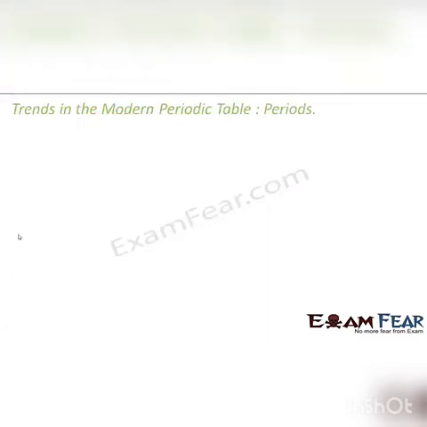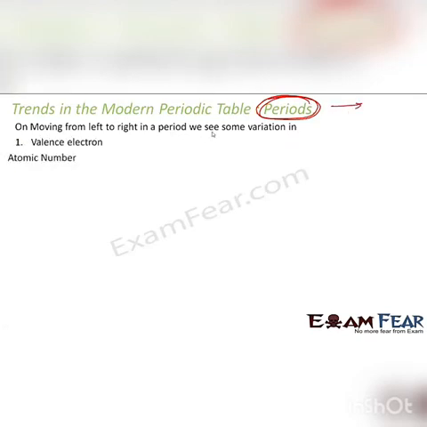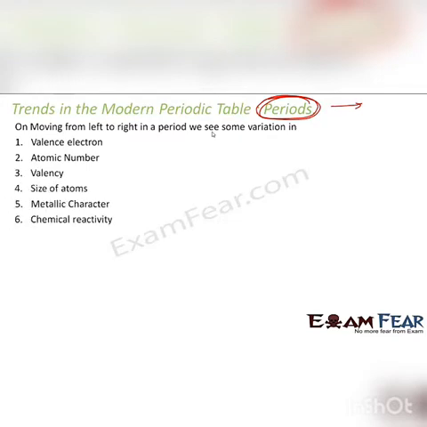Now let's study some trends in the modern periodic table. If you move from left to right, I'm talking about the trends for the periods now, not for the groups. I'll take the groups later. So I'm trying to find the trends in the period, so I have to move from left to right. We see some variation in valence electrons, atomic number, valency, size of atoms, metallic character, chemical reactivity. And we also see variations in the nature of oxides when we move from left to right across the periods, right? So we'll go through all of these one by one.